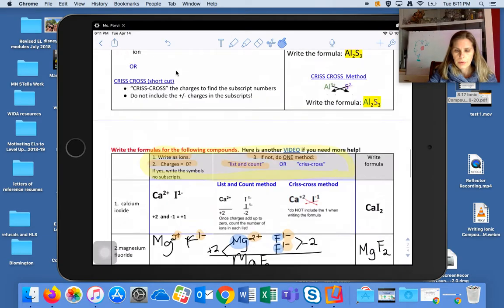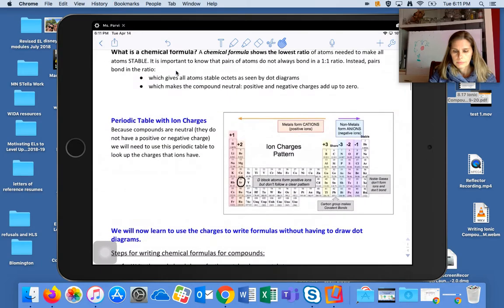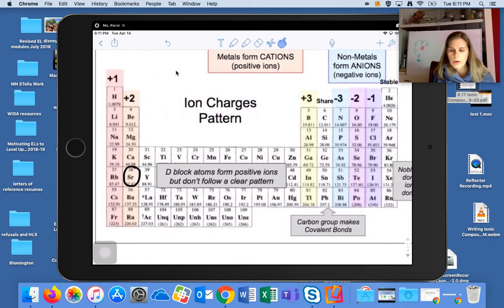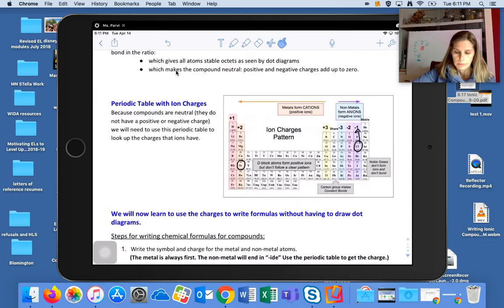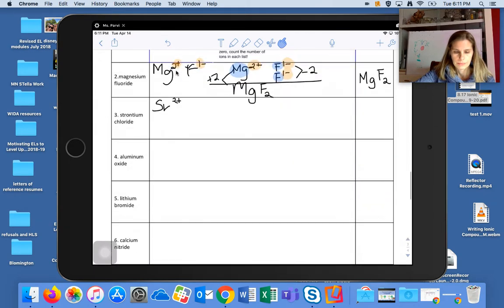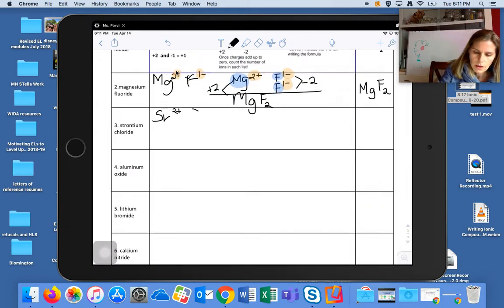Now we need chloride. Let's go back to our periodic table. Where's chloride or chlorine? What charge will it have? You found chlorine. Over here, you'll see chloride will have a charge of -1. So I'm going to bring that down. Cl 1 minus.